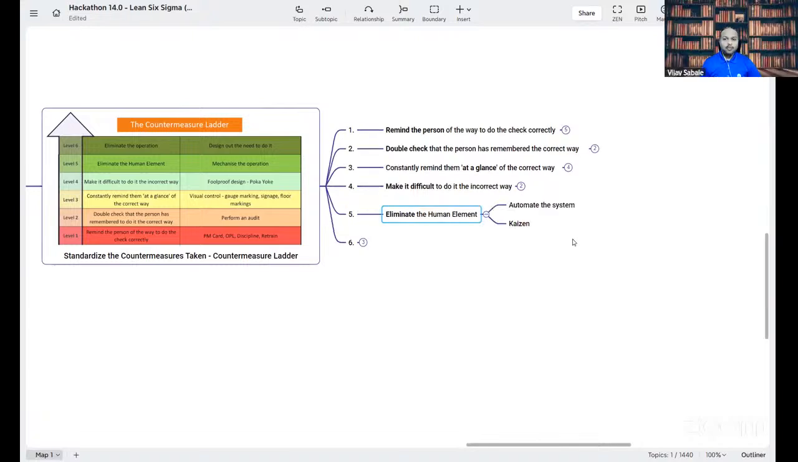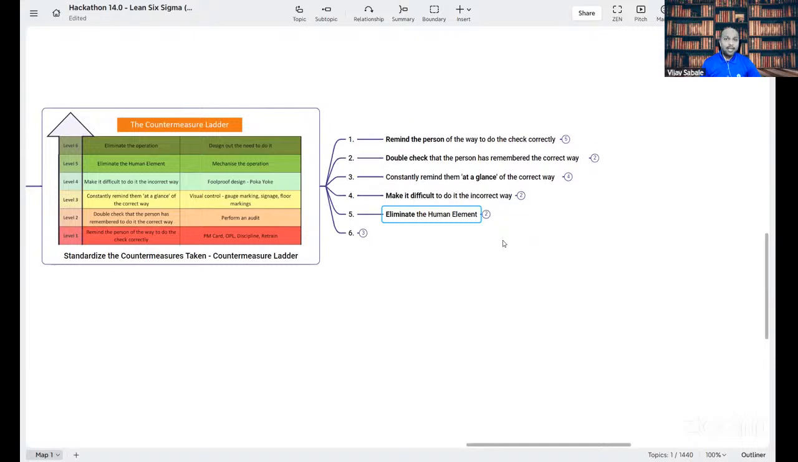So the level 5 is eliminate the human element. That means we are doing some automation so that we will not depend on the human behavior, right? It can also be integrated with Kaizen. Now the thing is that level 5 is somewhat costlier and it also requires some time, because we need to take help from external agencies, as we are going for automation. So this is somewhat costlier, but it is the better countermeasure that you can clearly see highlighted in light green color in the countermeasure ladder.